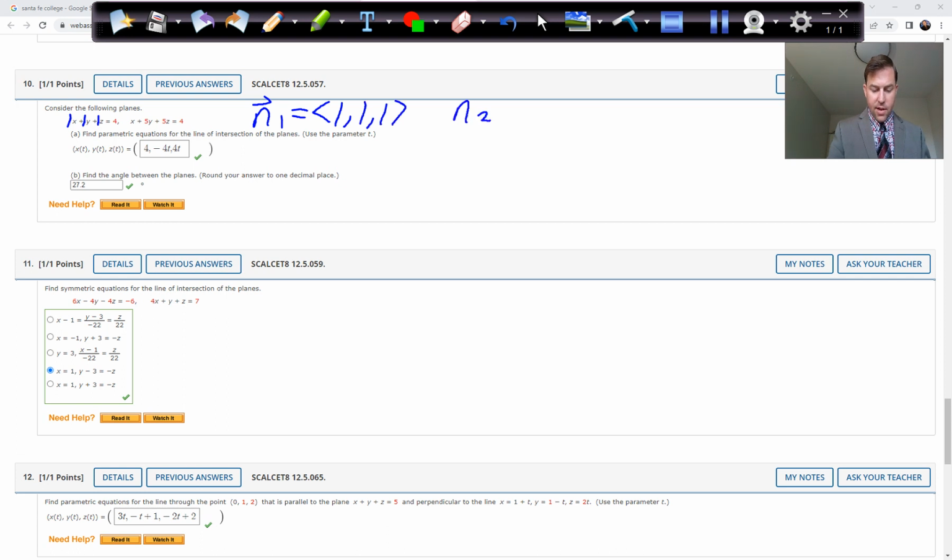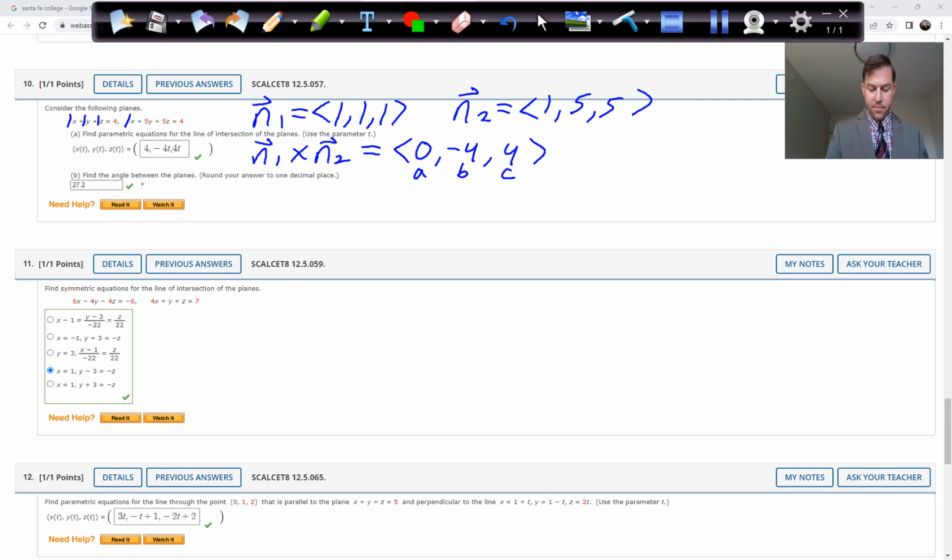Then we're going to find n2, which is going to be the coefficients of the second plane, which is 1, 5, and 5. And then we're going to find the cross product of those two vectors. And if you do that cross product, for my numbers, I get 0, negative 4, positive 4. And those numbers are going to be A, B, and C.